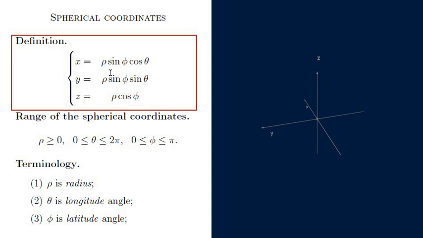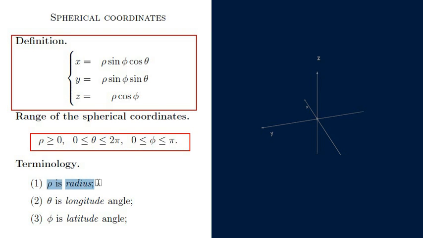The parameters involved here, spherical parameters. Here we use Greek letters to denote the spherical parameters rho, phi, theta. They come from certain ranges, and that's the ranges they're coming from. Rho, which is called the radius, takes non-negative values. Theta, which is called longitude angle, takes values between 0 and 2 pi. And phi, which is called latitude angle, takes values between 0 and pi.